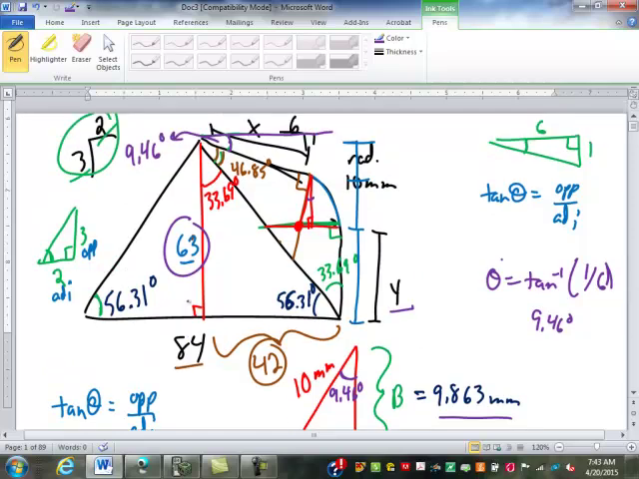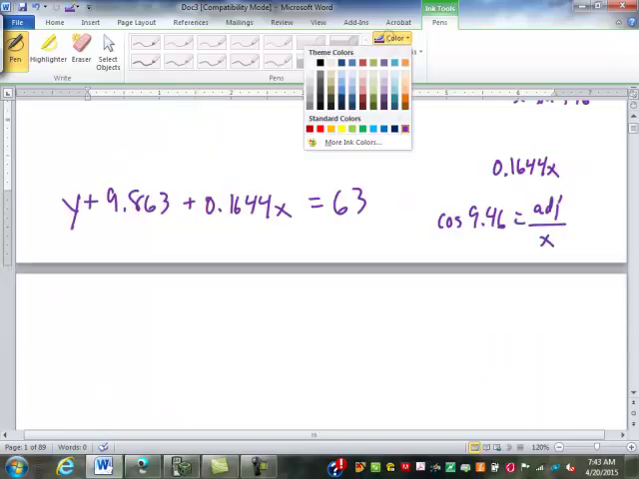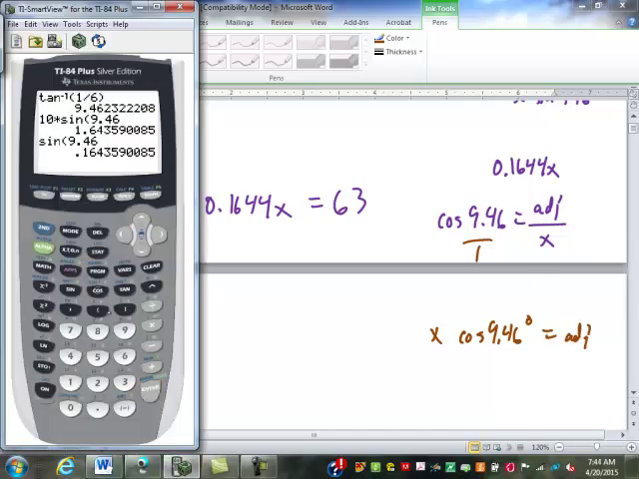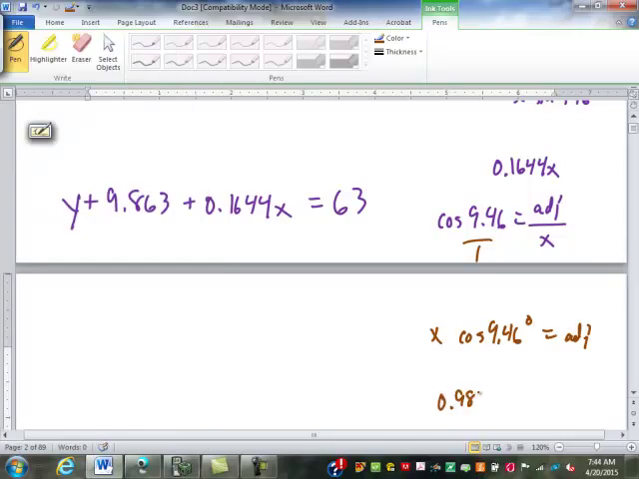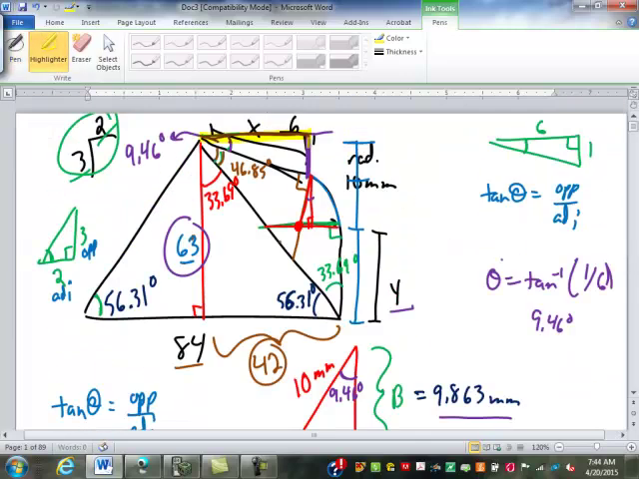So over here, this dimension right here will come off of the same triangle that we were looking at here. So let's find this one here. This would be the adjacent side, so that would be cosine. If we solve that one, cross multiply and divide, we get that x times the cosine of 9.46 equals that adjacent side that we're looking for. So the cosine of 9.46 is 0.9864x, that is the dimension from here to here.